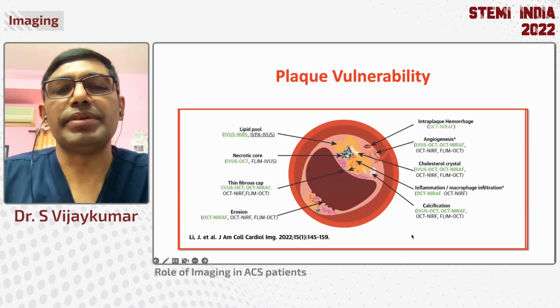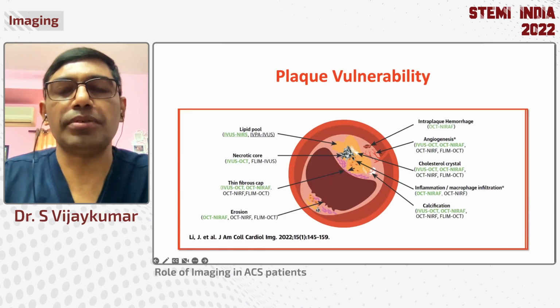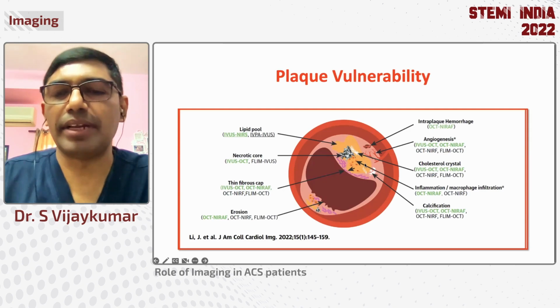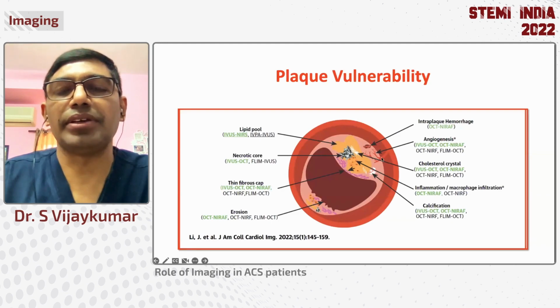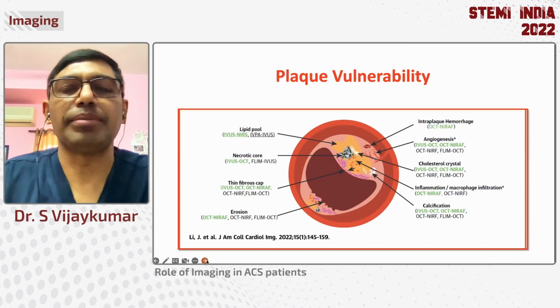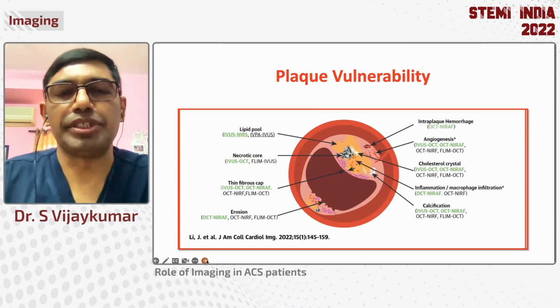And there are some features which make the plaque vulnerable for rupture. What are the various features? One is a large plaque volume. Second thing is presence of a large lipid core or large necrotic core, or thin fibrous cap which separates necrotic core from the lumen, or the presence of vessels that develop from the adventitia, that is called neoangiogenesis, and the presence of cholesterol crystals, or presence of macrophages, or the presence of small calcification. All these features make the plaque vulnerable for fracture, for rupture.